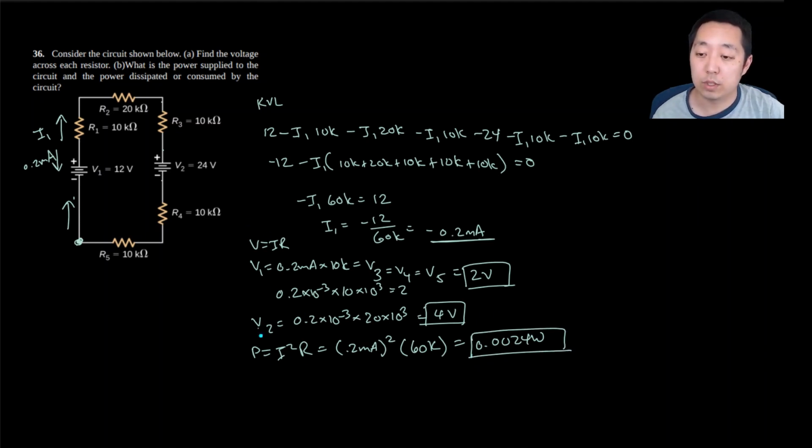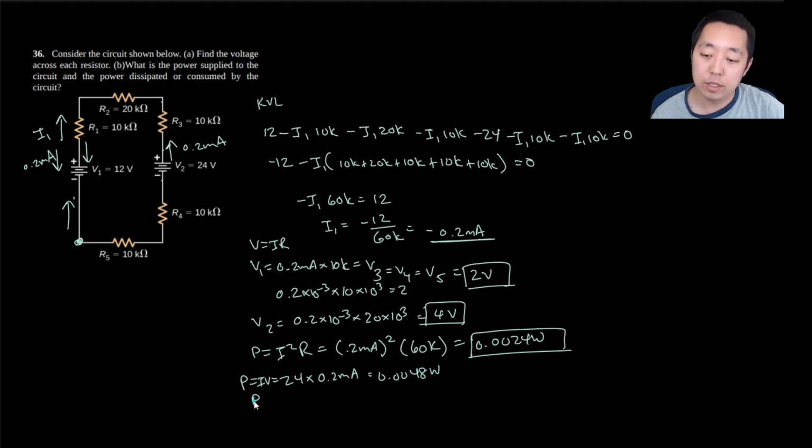Now, how much is consumed? That's how much is consumed by the circuit. How much is supplied by the circuit? Well, you see, the current is flowing out of this way. Current flowing out of a battery is sending power. So this is sending a power of 24 times 0.2 milliamps, right? P is equal to IV. And so this one is doing 0.0048 watts.